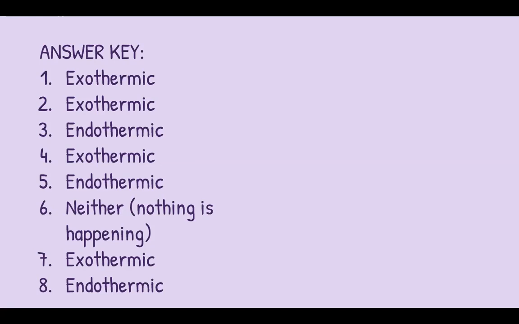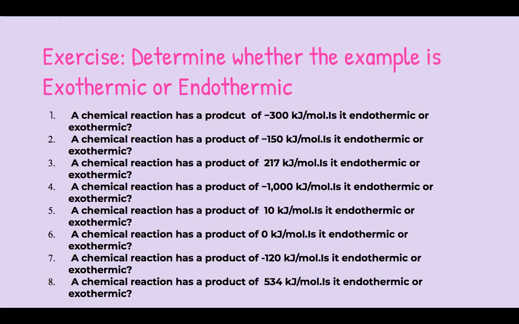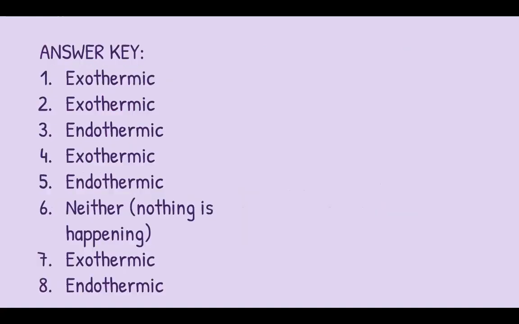So this is a review. Exothermic is when the product is negative, while endothermic is when it is positive, as negative means that heat is being lost, while endothermic, or positive, means that heat is being gained. That's kind of what that means.